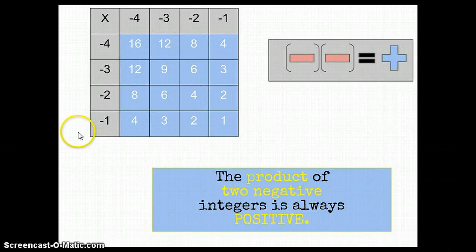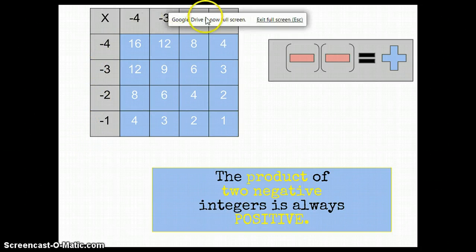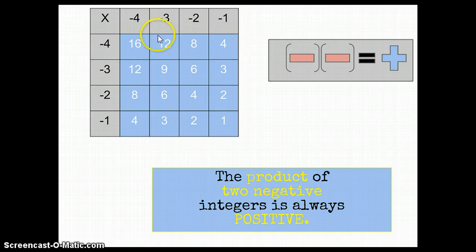If you multiply 2 negative integers, as seen in this portion of the array, the product of 2 negative integers will always give you a positive answer. So if we take a negative times a negative, we will always get a positive answer. That's why this portion of the array is colored in blue.